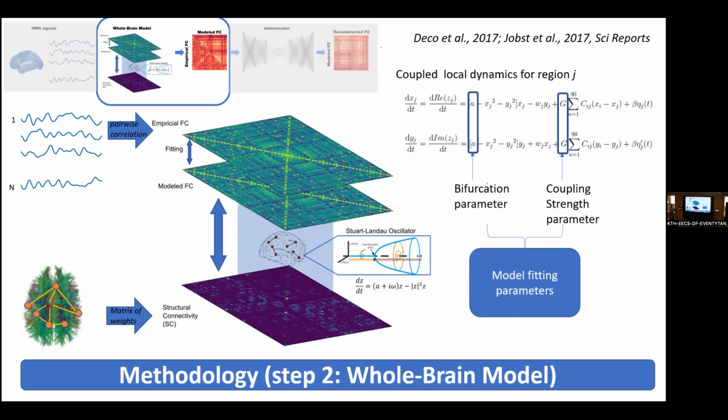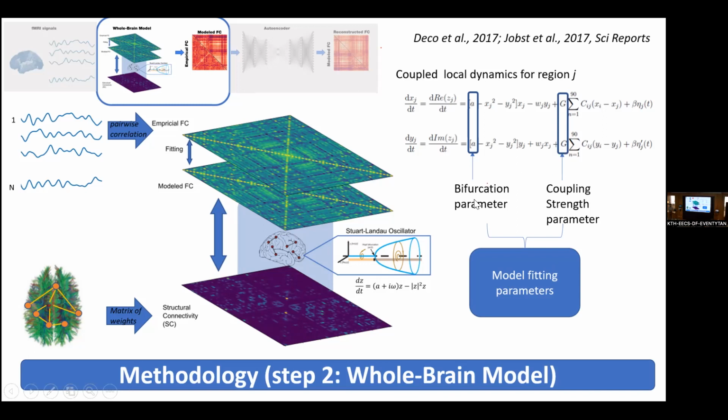So this is the full equation for one specific node. The first part of the equation is the Stuart-Landau oscillation itself, the Hopf bifurcation normal form, and the last term is the coupling term. This is the input that this node receives by being involved in a network. With this model, we have two model fitting parameters, meaning we can explore two parameters to fit the functional connectivity by creating a model functional connectivity.